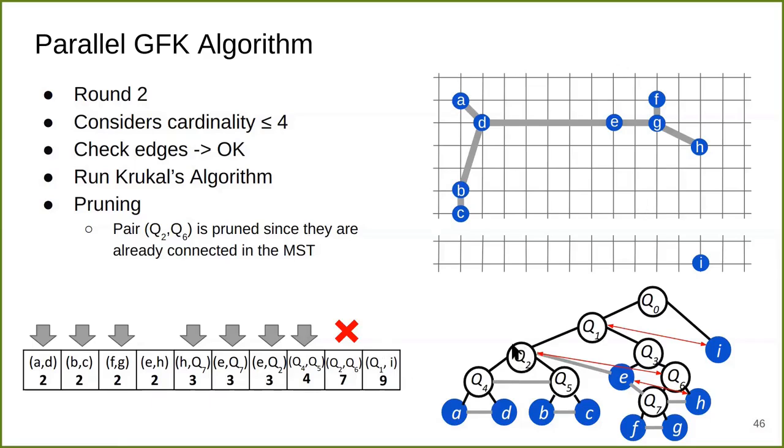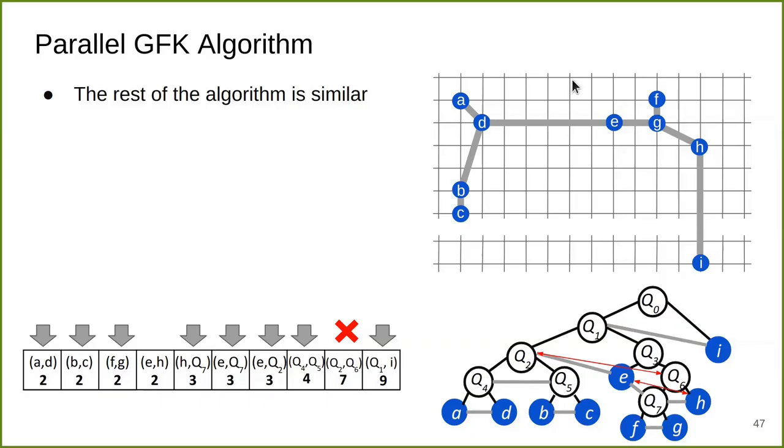If we zoom in on this node Q2 and Q6 in our well-separated pair decomposition, we see that it has not been processed. However, the points involved in this well-separated pair are already connected in our MST. That means any edge generated by this well-separated pair will not be used by the MST algorithm anyway. So we can prune out this edge using filtering, and we don't have to compute its BCCP ever. The remainder of the algorithm is similar, so eventually we'll have a complete MST.